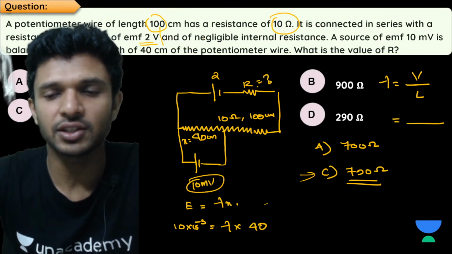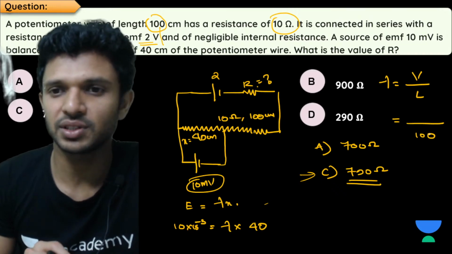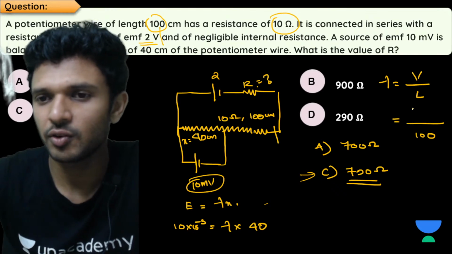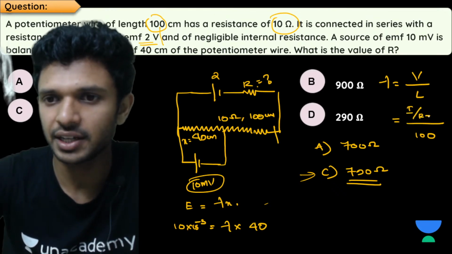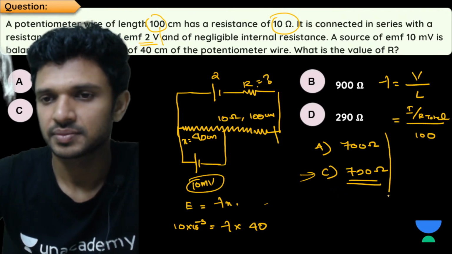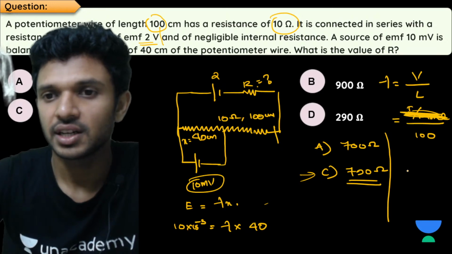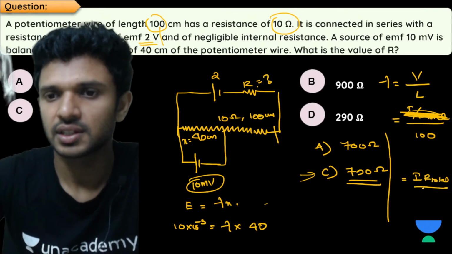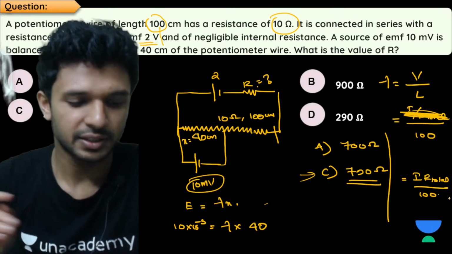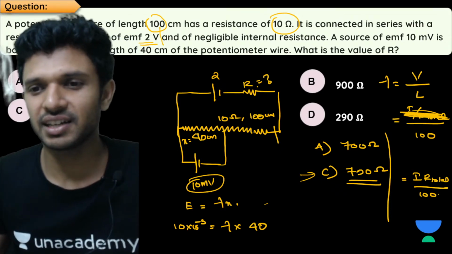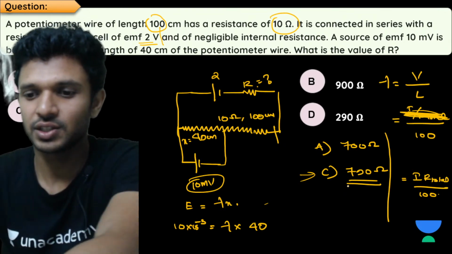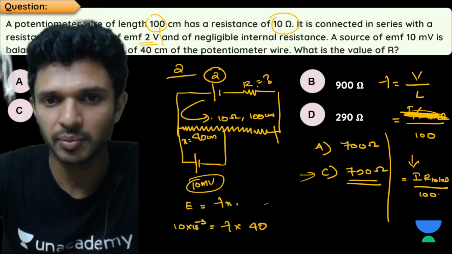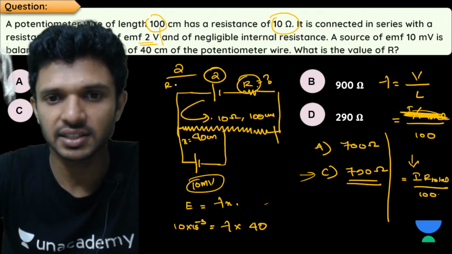Unit length means the length of the wire, 100 centimeters. And V is the voltage dropped across this particular resistor. How will you write V? V is equal to I into R total, divided by 100. Any doubts till here? No. So how will you find out current I in this primary circuit? I is equal to EMF divided by total resistance, that is R plus 10.